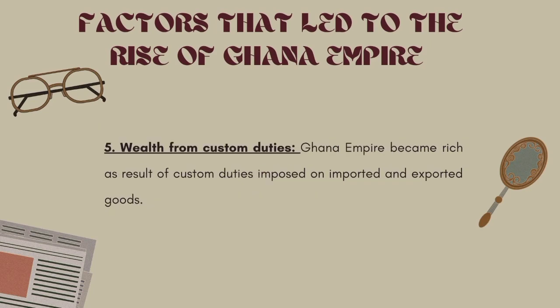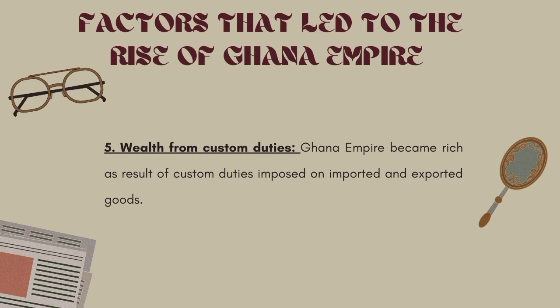Then lastly, we'll consider the wealth they gained from custom duties. This was also a factor that led to the rise of Ghana Empire. Custom duties are the levies or fees paid on exported or imported goods. Exported goods are goods leaving the empire, while imported goods are those coming into the empire. So this empire became rich as a result of the custom duties it imposed on goods, whether exported or imported.